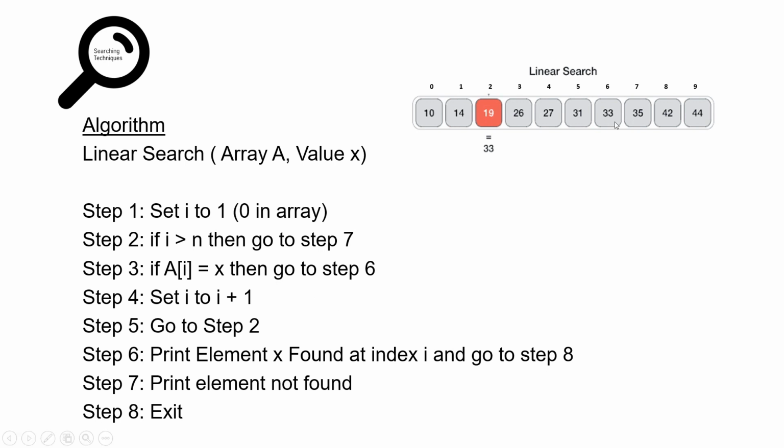But what if na-reach natin yung end at di natin nakita? So, nakarating tayo sa array index of 9. But there's no 33. What if hindi 33? What if it's 32? Something like that. So, wala yung hinahanap natin. So, ang gagawin natin is to go to step number 7. Sasabihin natin, print element not found. And step number 8, we're going to exit the program. So, ganun tumakbo yung linear search.